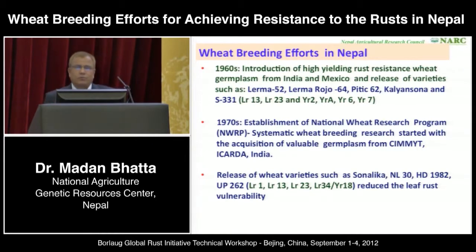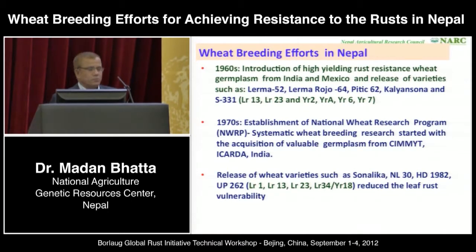Coming to wheat breeding efforts in Nepal since 1960, as I said, before 1960, wheat was considered a minor cereal, covering only 100,000 hectares of wheat area with local landraces. And with the introduction of high-yielding rust-resistant wheat varieties from India and Mexico, we were able to release varieties like Lerma 52, Lerma 64, Pitic 64, and Kalyan Sona with this genetic background.